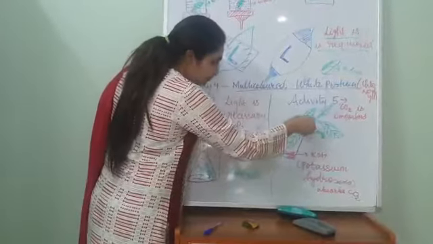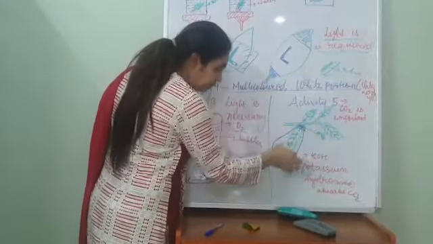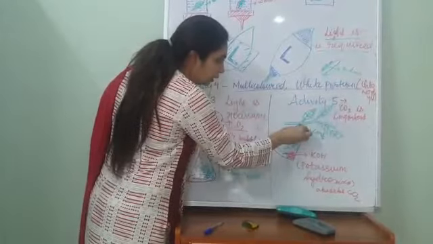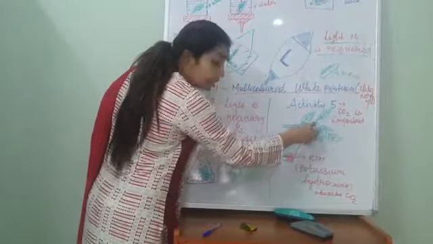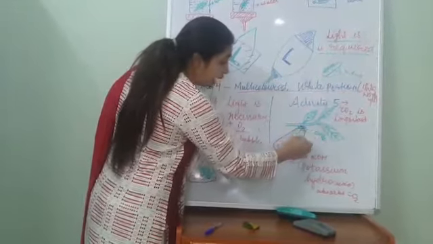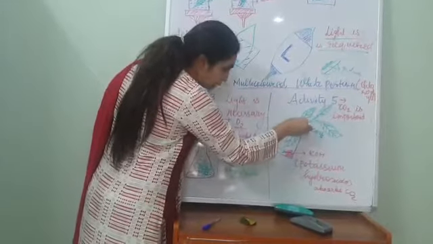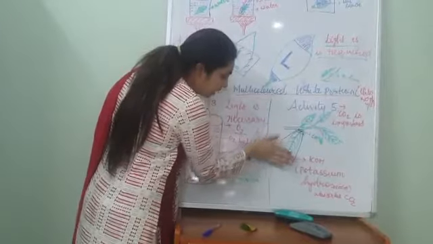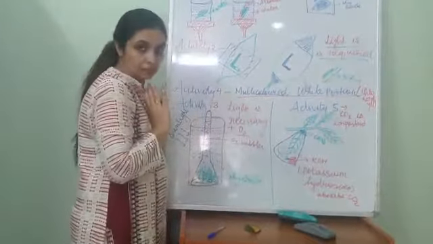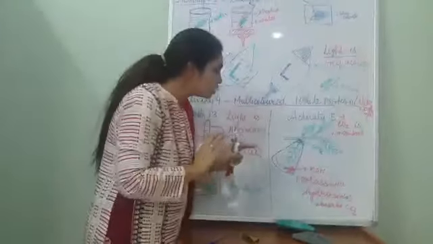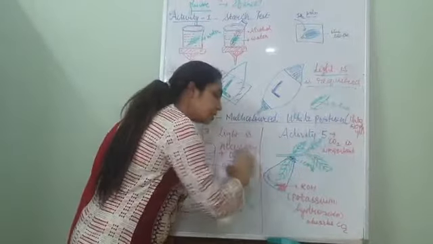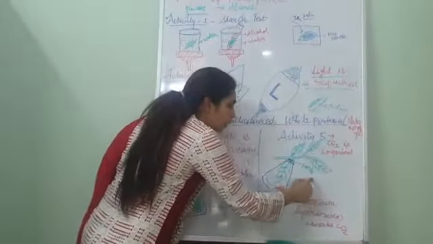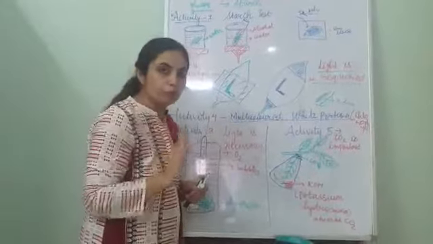Now, once we insert the leaf inside, we'll put a lid. The leaf is still attached to the twig, and we'll place the cork here. This cork will not allow any air to enter this conical flask. Now the CO2 which is present in the conical flask is absorbed by KOH. So there is no CO2 for photosynthesis.